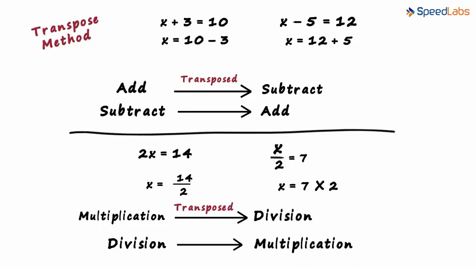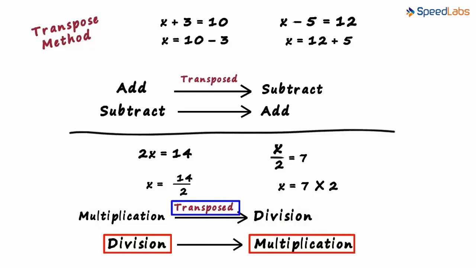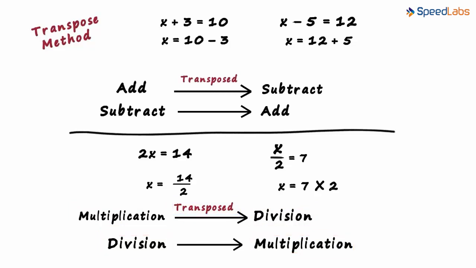So remember these 4 rules. If added, then it's subtracted when transposed. If subtracted, then added when transposed. If multiplied on one side, then it's divided when transposed. And if it's divided on one side, then it's multiplied when it's transposed. Now let's see how the transpose method helps us solve an equation. Let us solve the same equation we solved using the inverse operations method.